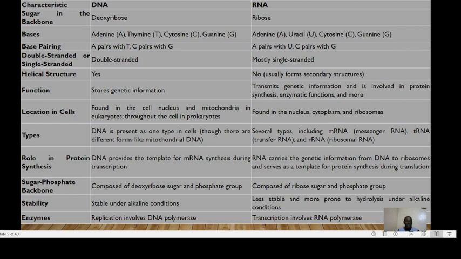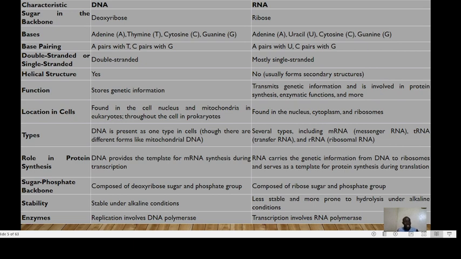In terms of base pairing, adenine pairs with thymine, whereas cytosine pairs with guanine. On the RNA, you find that uracil pairs with adenine, and cytosine pairs with guanine. In terms of whether it's double-stranded or single-stranded, we have already said the DNA is double-stranded, while the RNA is mostly single-stranded. The helical structure is there in the DNA, but it's not there in the RNA, though it usually forms secondary structures if you insist.